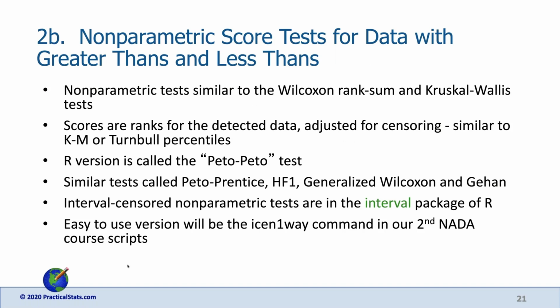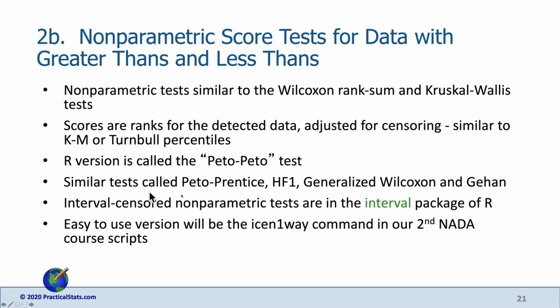So then you can do testing as well as estimating summary statistics without assuming a distribution. The tests are similar to the rank sum test and the Kruskal-Wallis test, depending on how many groups you have. They're built on something called scores, which are basically percentiles computed by either Kaplan-Meier or the Turnbull process. And it's generally called the Peto test. That's the test name for what's in R. There are slight variations because they're using slightly different scores, slightly different functions of these percentiles, basically as the ranks, if you want to think of them that way, in the tests.